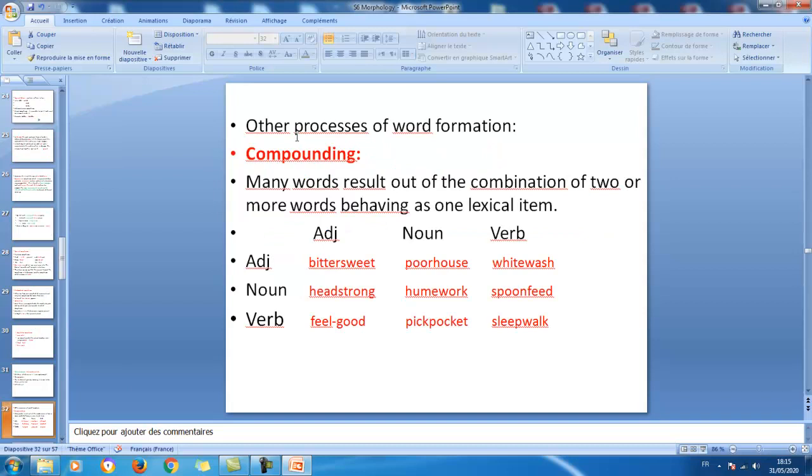Now we have got to stop here. Next time we are going to record the third part of morphology, and we are going to begin by compounding. This is to be done later on.